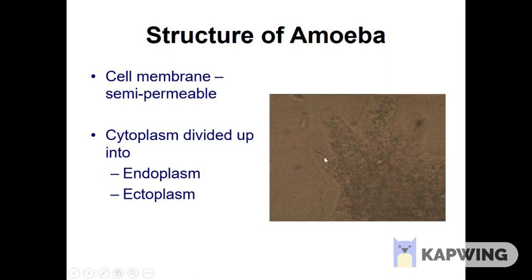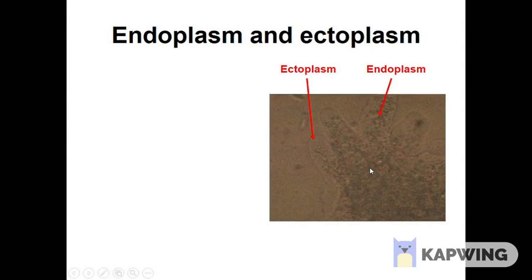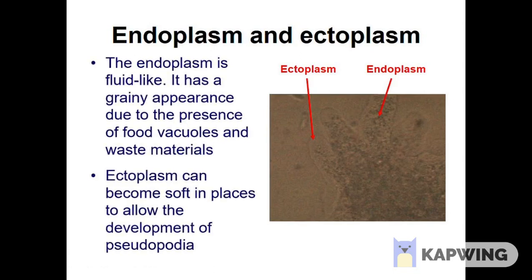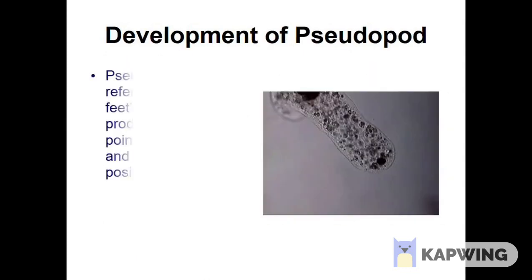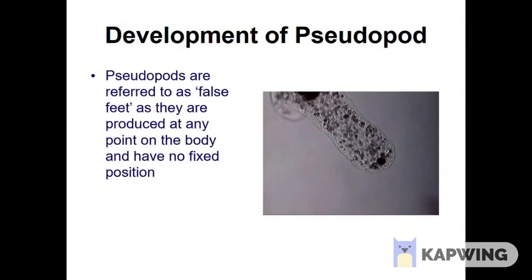And then you can clearly see the outermost layer of the cell of an amoeba is called the ectoplasm, and the inner gray area is called the endoplasm. So basically the endoplasm consists of the food vacuoles and waste materials, and the ectoplasm is a soft place where the pseudopodia get developed. Okay, and this is called a pseudopodia, a false leg or false feet, whatever you call it.